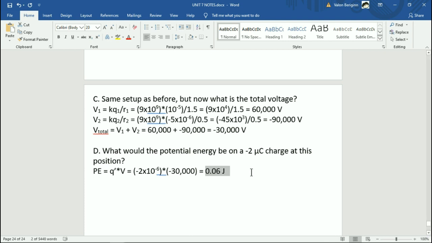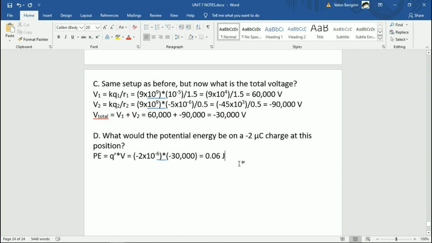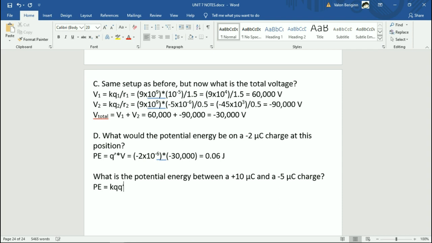So that's sort of the answers that you get there, and you should work through this. The only time that I would say you really want to jump to the force or the potential energy is, for example, let's say, what is the potential energy between a +10 microcoulomb charge and a -5 microcoulomb charge? If you get a question just like this, or again if it's force, then I would say, okay, you can do this kind of equation.